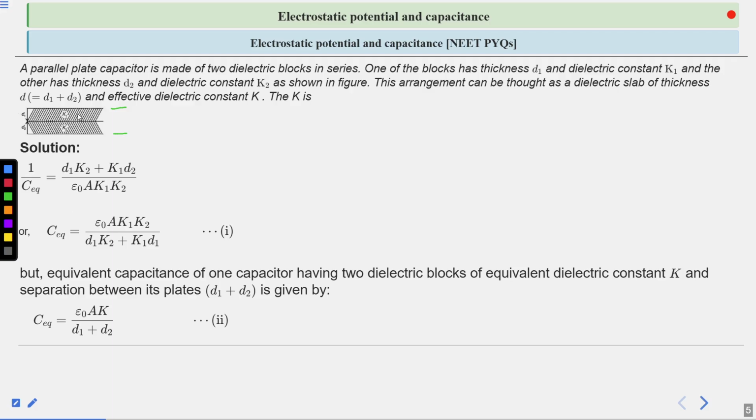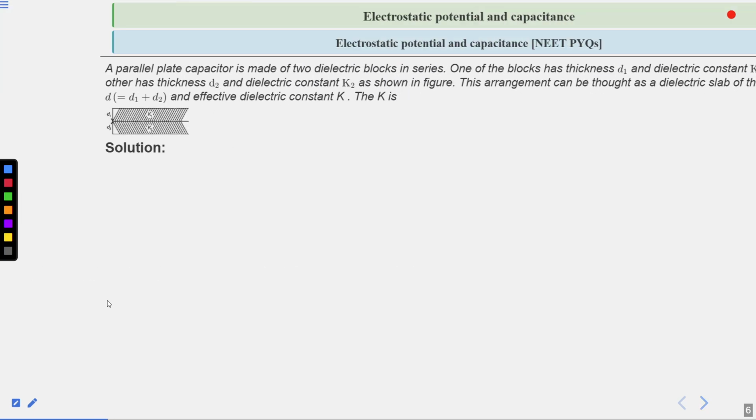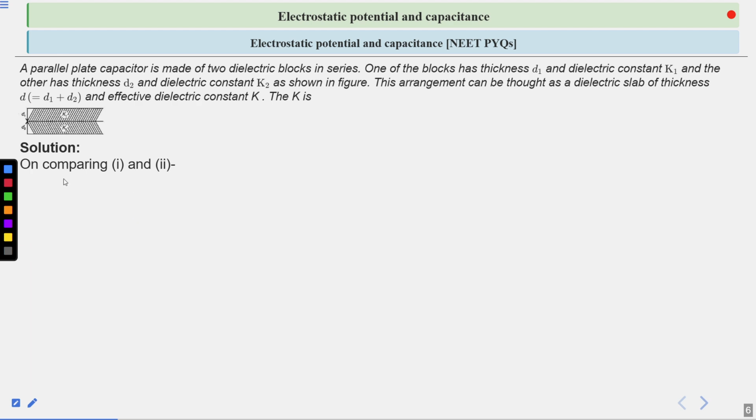After that, we assumed this as one capacitor, having these two dielectric blocks with equivalent dielectric constant K and separation between its plates D1 plus D2. Mark it as equation 2. Now compare these two equivalent capacitances and find this K. After comparing equations 1 and 2, we will get K equal to K1 K2 times D1 plus D2, upon D1 K2 plus K1 D2. After comparing and solving, we will get the value of the equivalent capacitance.